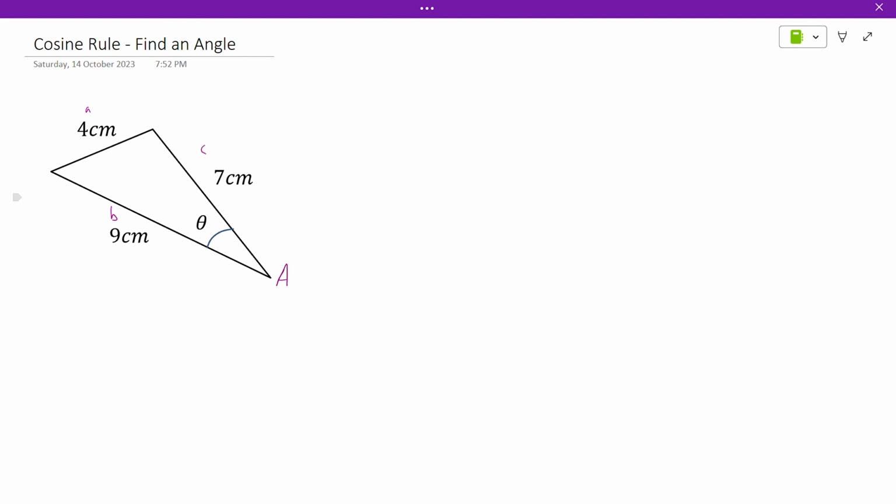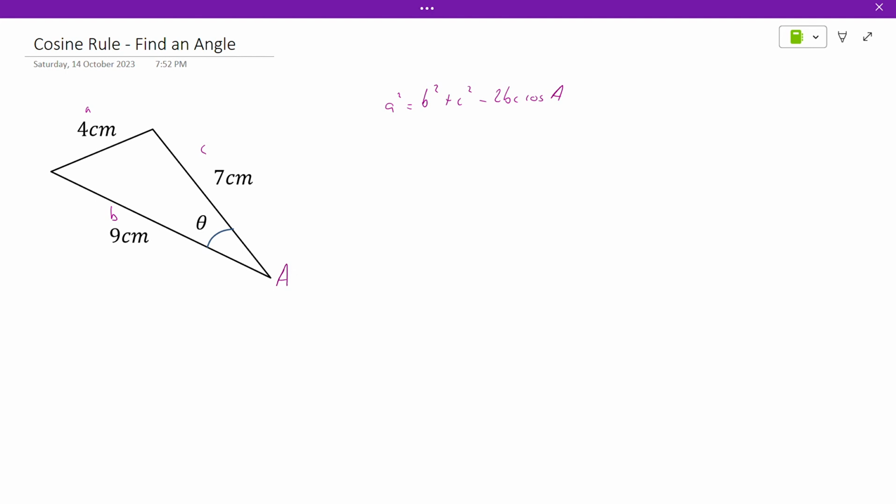Okay, now let's write our cosine rule. So a squared equals b squared plus c squared minus 2bc cos of A.